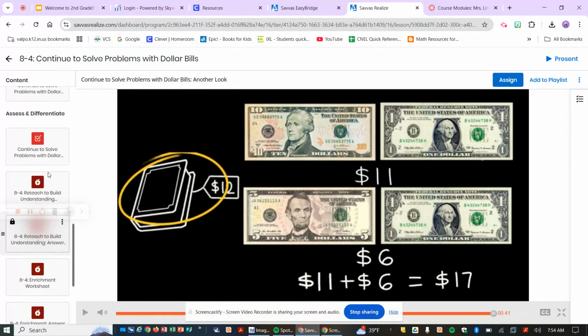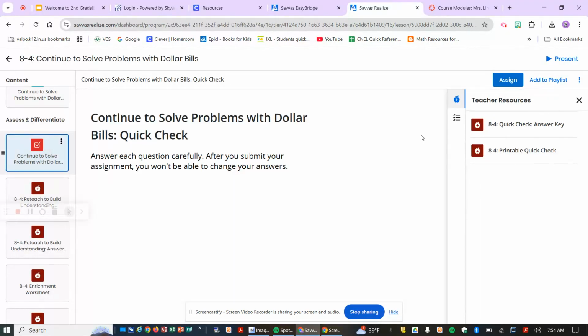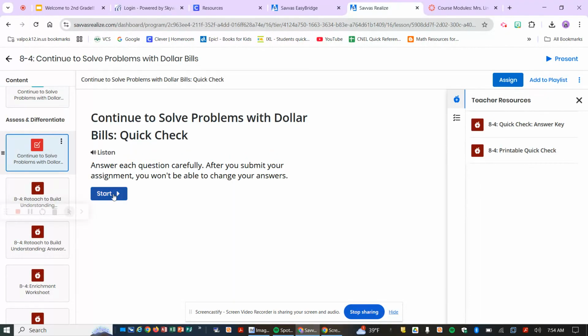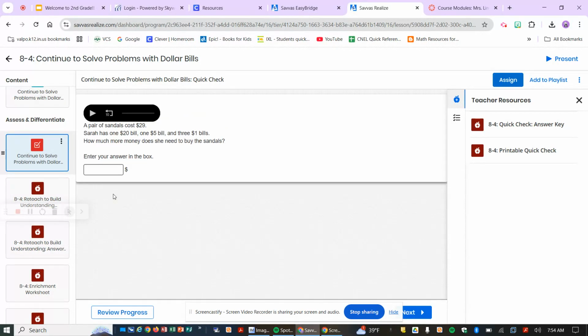Let's see. Here we go. Number 1. A pair of sandals cost $29. Sarah has one $20 bill, one $5 bill, and 3 $1 bills. How much more money does she need? Use a whiteboard, draw the picture. This should not be too hard. Take your time and do your best. How much more money does she need?